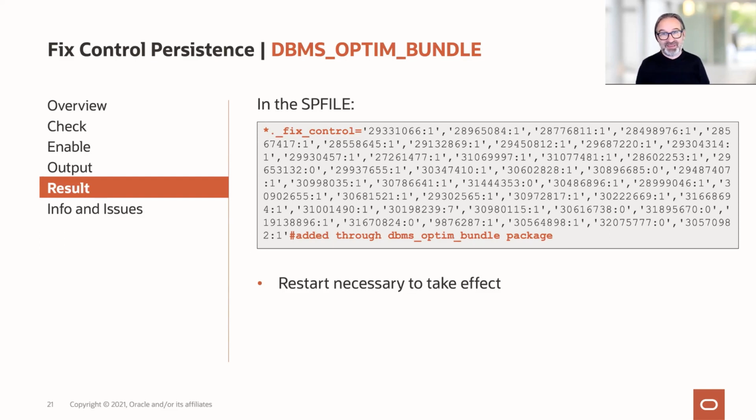That's good. But if you want now a control and you say, the first one, just as an example, the first one here, 29331066, this is one you had an issue with. DBMS_OPTIM_BUNDLE doesn't allow you that granular setting. So you would now have to edit the fix control setting and switch that one manually to 0.